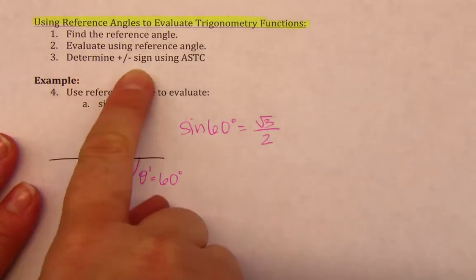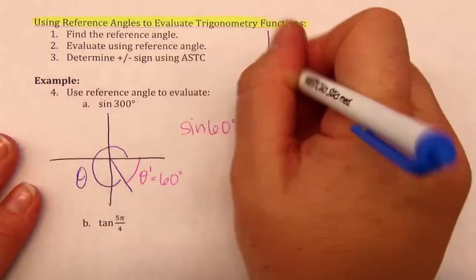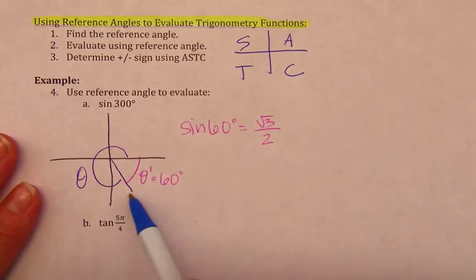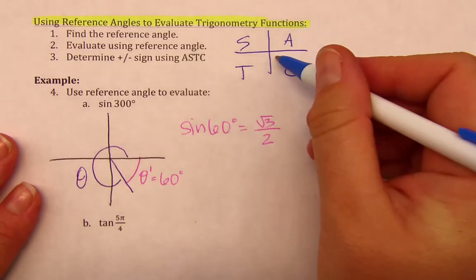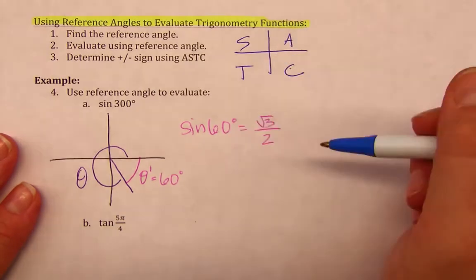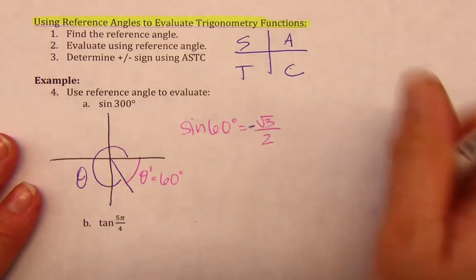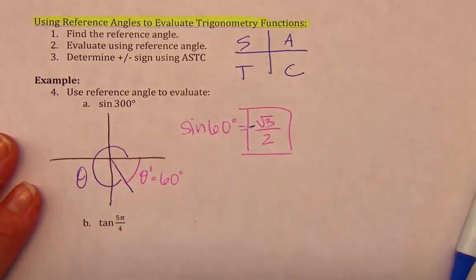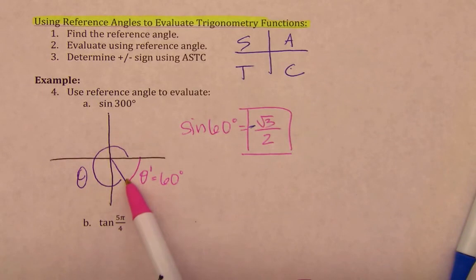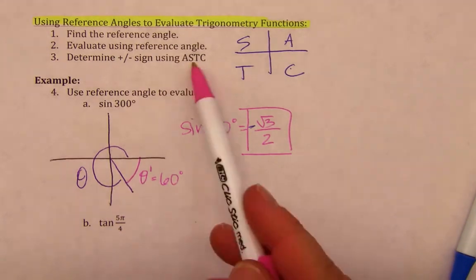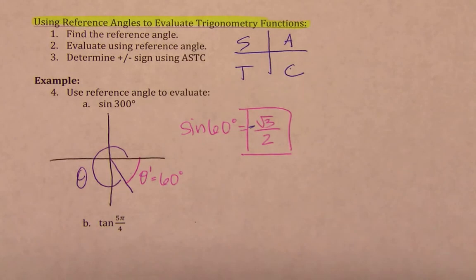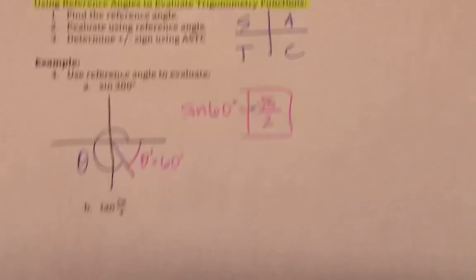However, determine the positive or negative sign using all students take calculus. So this angle is in quadrant 4, and in quadrant 4, sine is negative. So we need to put that negative sign there. And that is our answer. So again, we can use our reference angle to evaluate and then use all students take calculus to determine whether it's positive or negative. Let's do a couple more examples of this.